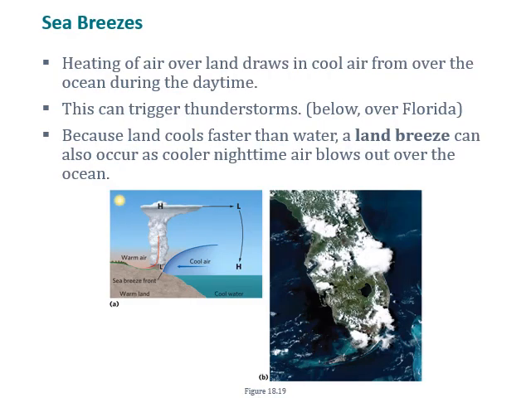Sea breezes are known to occur in the peninsula of Florida most regularly during the summer. These form as heating of air over land draws in cool air from over the ocean during the daytime, which triggers thunderstorms. Because the land cools faster than water, a land breeze can also occur as cooler nighttime air blows out over the ocean.